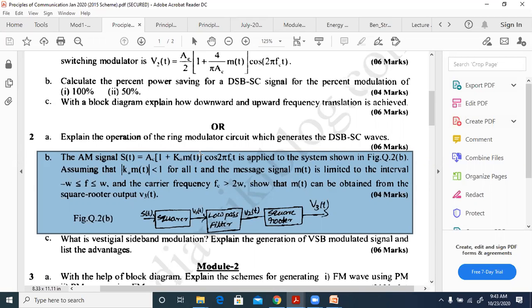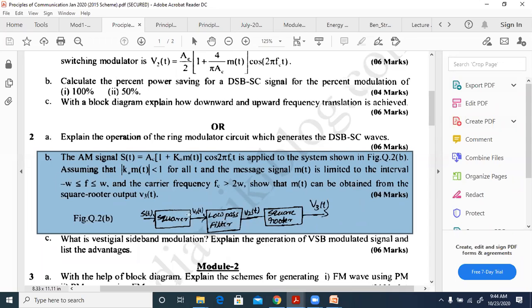Whenever you add a DC value, the AC signal gets shifted. Please remember that above or below, depending upon whether the DC value is positive or negative, the waveform will get shifted. So what we are left with is only the value of m(t). We can get the value of m(t). That's what you need to write. However, it's only 4 marks.